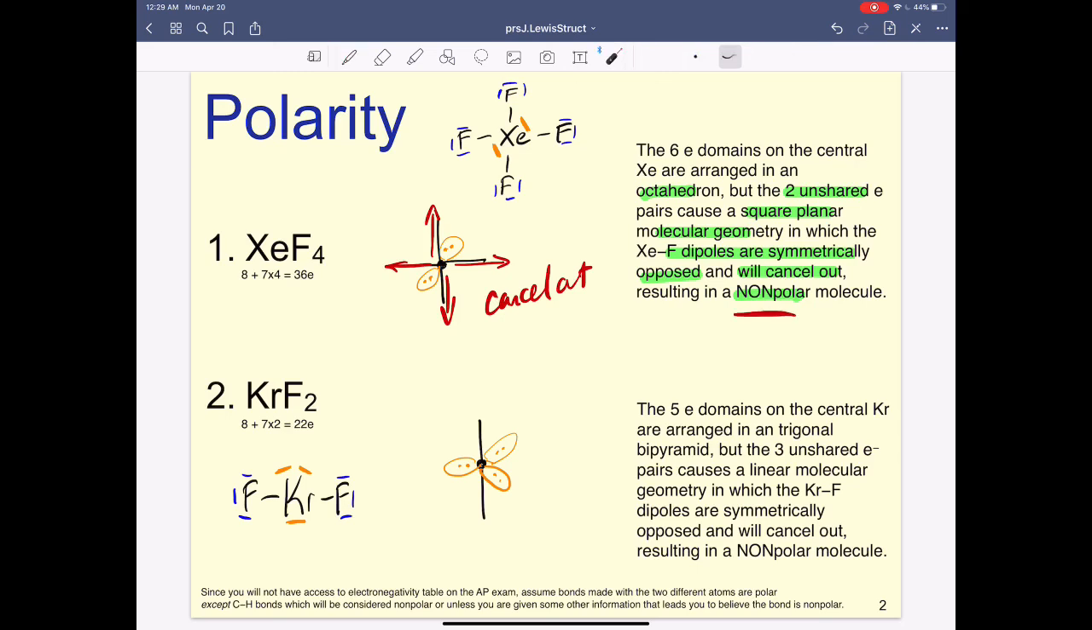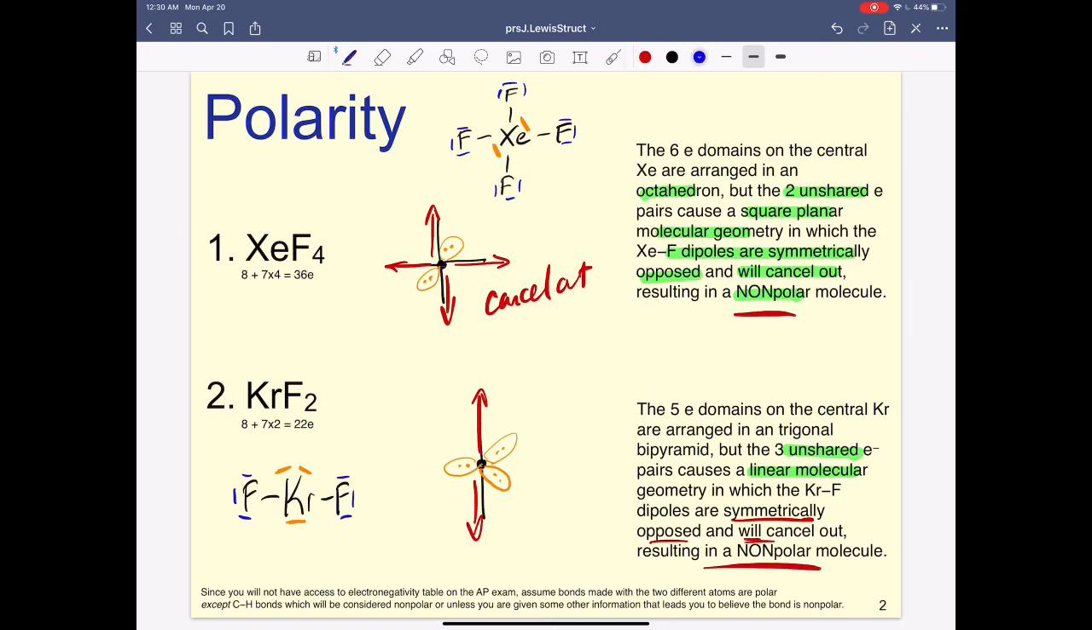With KrF2, there are 5 domains around the central atom. The unshared pairs distribute themselves in the equatorial positions, the 3 unshared pairs, resulting in a linear molecular geometry in which the 2 dipoles will be symmetrically opposed, will cancel out, ending up in a nonpolar molecule.